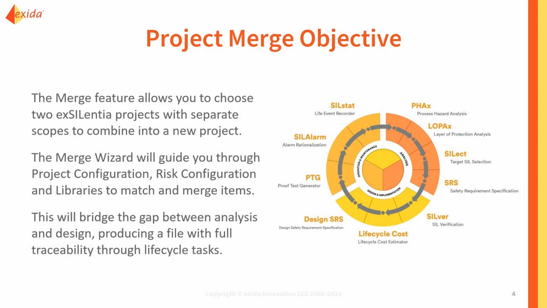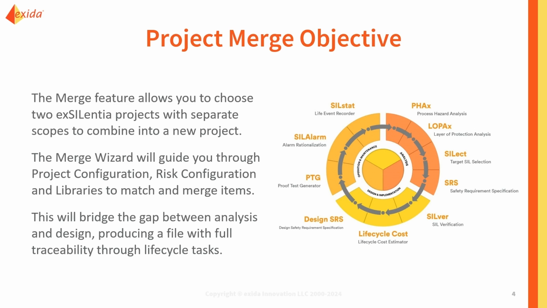We have a proof test generator that allows you to specify the proof test procedure that you're going to use in the field when your safety instrumented system is online. This helps to ensure that the proof test coverage that you're using in Silver is matching the proof test effectiveness of the procedure that you ultimately use in the field.